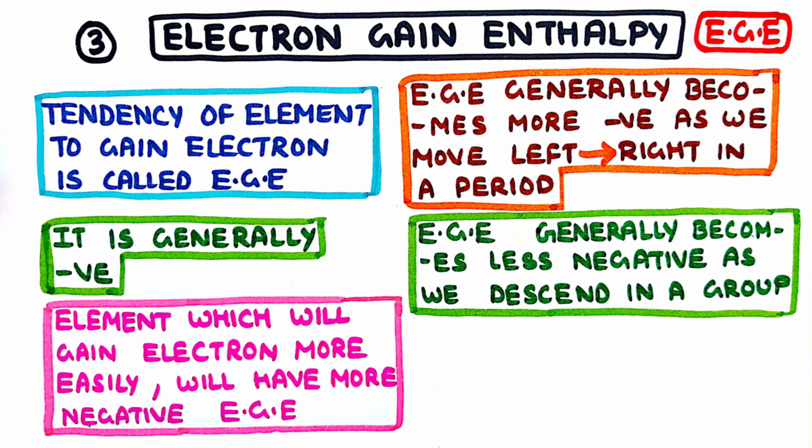Electron gain enthalpy generally becomes more negative as we move from left to right in a period. And similarly, electron gain enthalpy becomes less negative as we descend in a group. So moving in a period, it becomes more negative, and it also becomes less negative as we descend in a group. So these were the properties and trends of electron gain enthalpy.